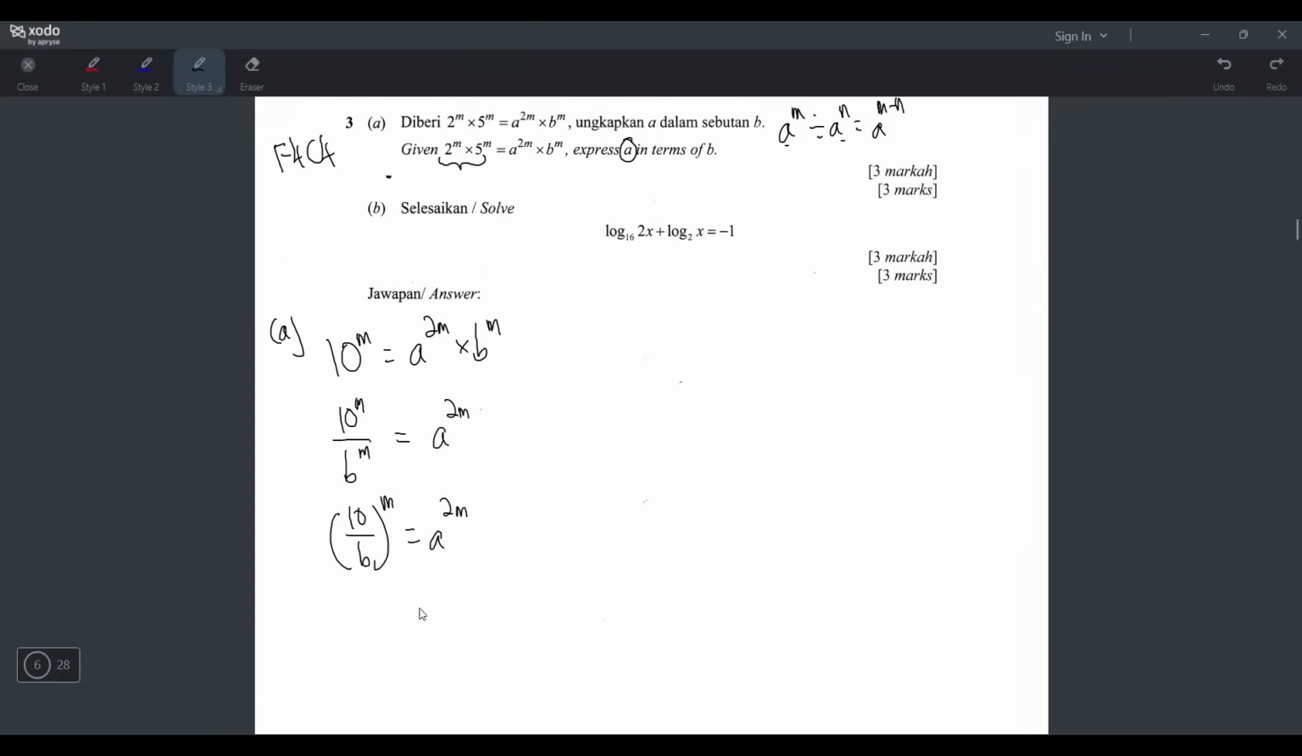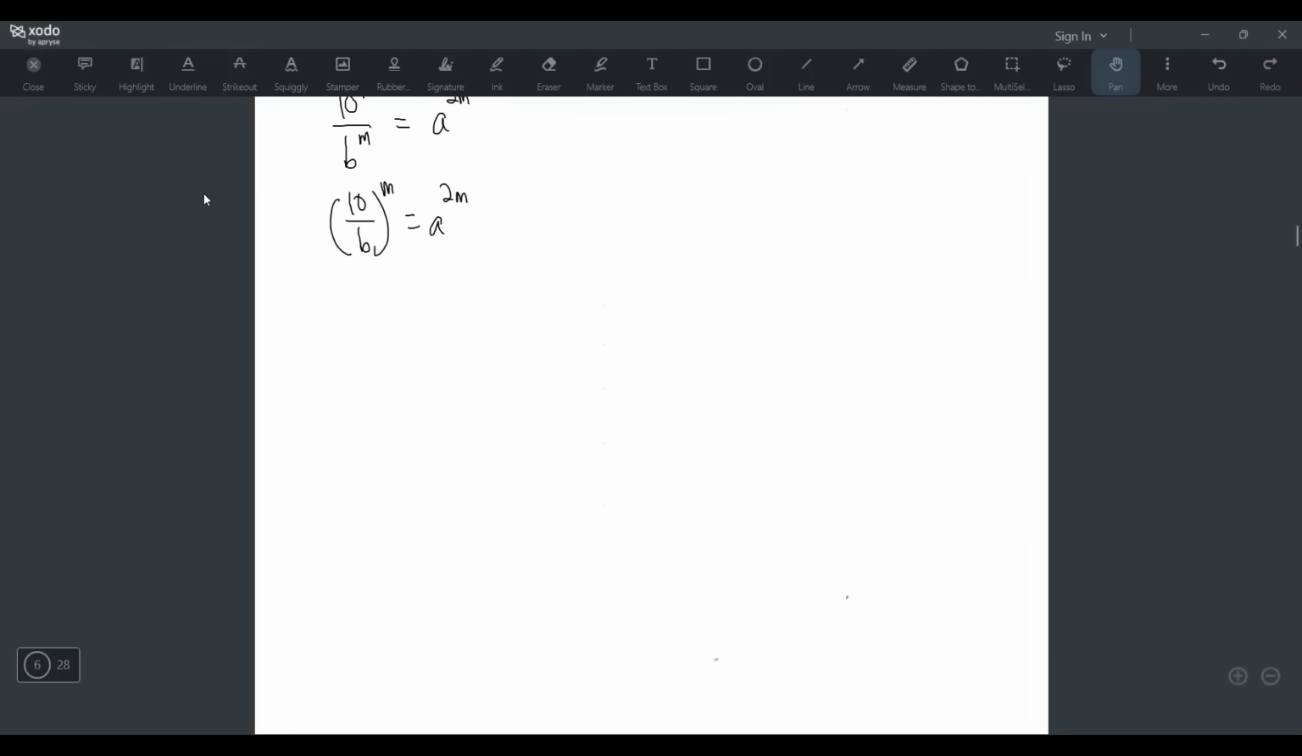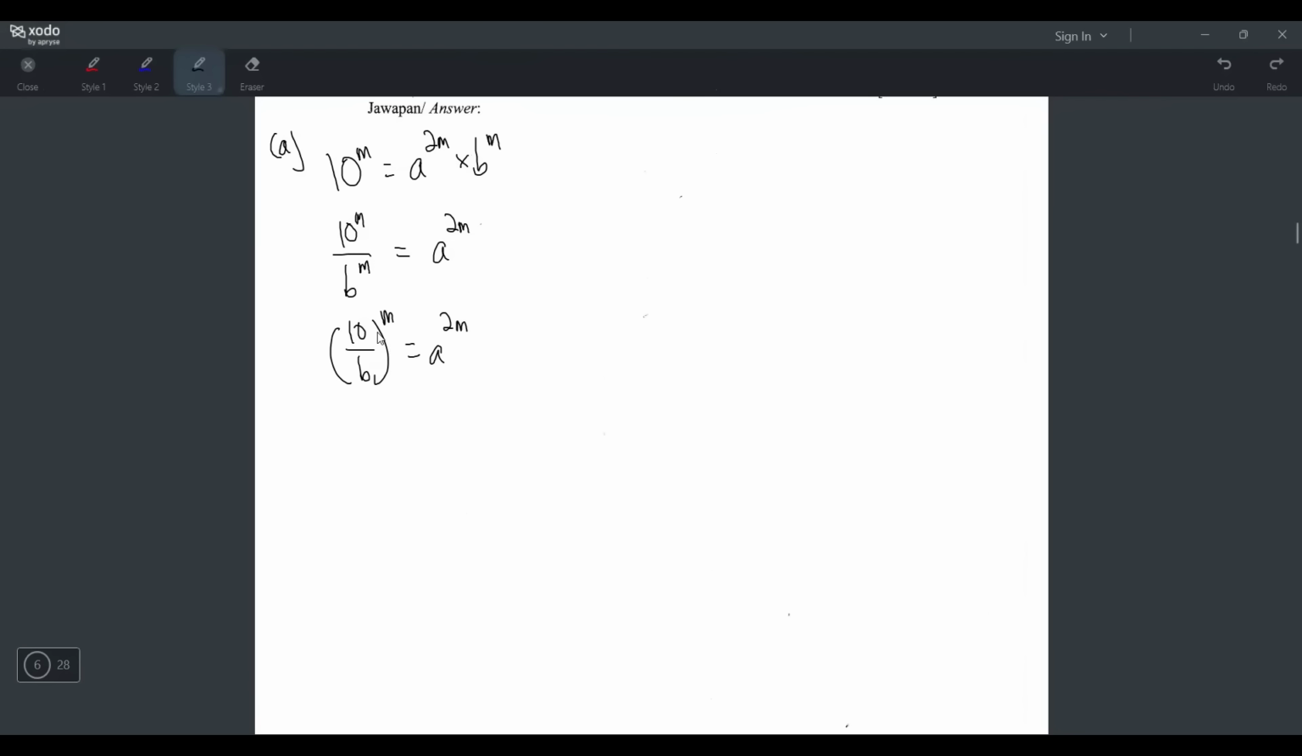Okay, now the next step is to pindah. Okay, let me think. Alright, there's two methods to do this. One method is you make both sides power m. Because if both sides are also power m, then you can erase the m already. Basically you can cut the m already because you learned before, right? If let's say a power m equals b power m, that means a equals b. Yeah, because if it's single base on both sides and the power is same, that means the base will automatically be same.